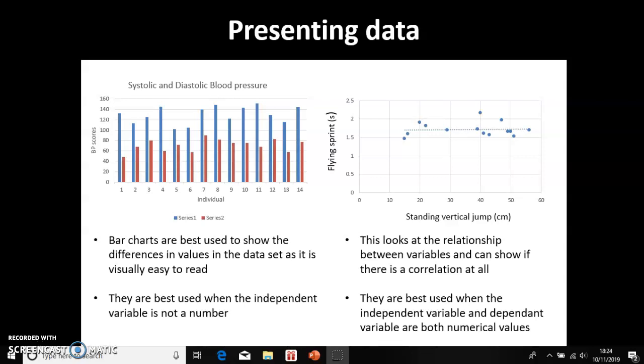So if this did have a strong positive correlation, it would mean that people that were good at standing vertical jump were also good at flying sprint. And that would be the relationship that you would see. So this looks at the relationship between variables and can show if there is a correlation or relationship at all. They're best used when the independent variable and dependent variable are both numerical values.